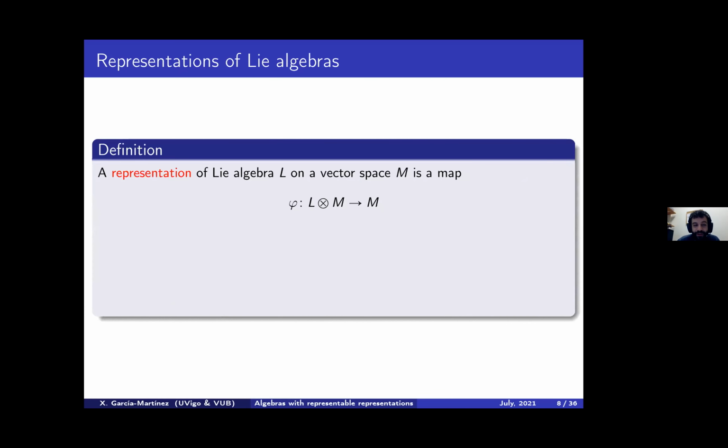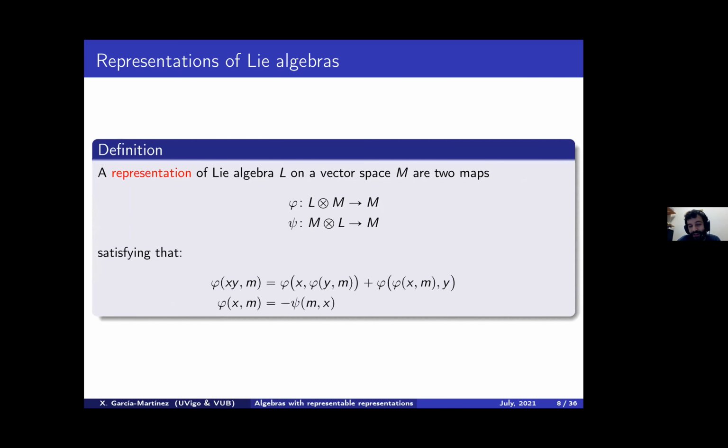Let me begin with the definition of representation of a Lie algebra. I think that you all know it. You can think in groups; it's very similar to Lie algebras. A representation of a Lie algebra L on a vector space M is just a map that satisfies this identity. This is very classical. I like to think of it as two maps. This second map is just twisted, and it's completely defined by the first map, but it will make sense to think about it like this. Of course, these are completely equivalent definitions.